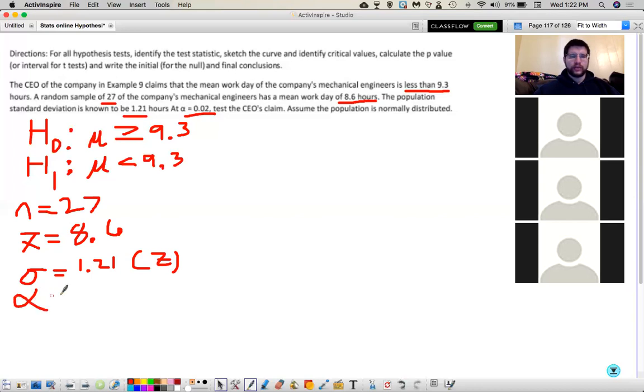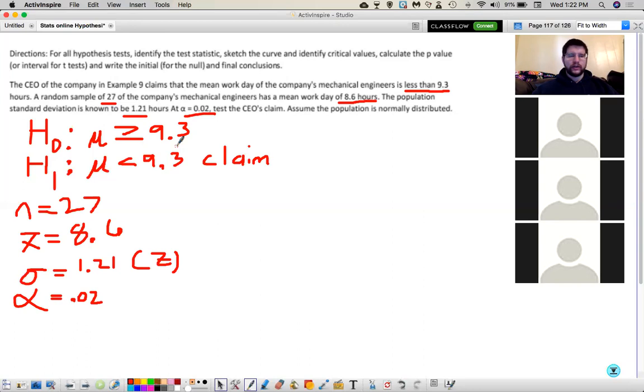Our alpha value is 0.02. And we're going to test the CEO's claim that it's less than 9.3. That's my claim. And it's assuming the population is normally distributed. Don't worry about the conditions. They will be met. And if they're not met, assume they're met, because I'm not going to make you not do the problems.